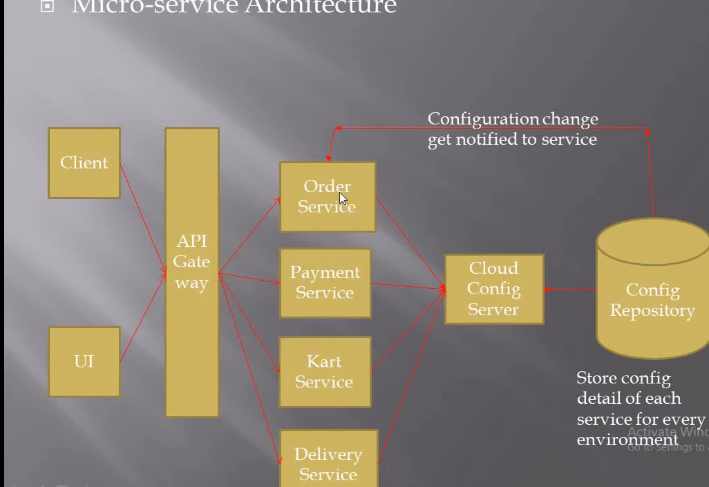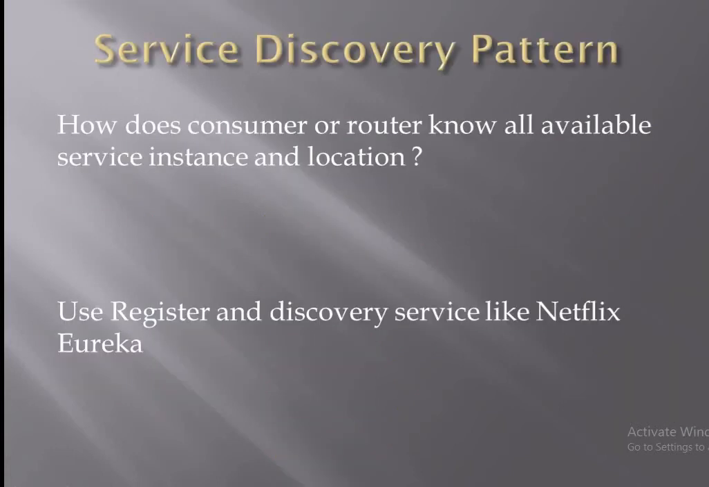So it's very easy. Now you can easily deploy your order service or payment service in any environment. You don't need to modify anything when you deploy in that environment. It automatically picks the property file from GitHub depending on the configuration that you have done. Now, second is the service discovery pattern.